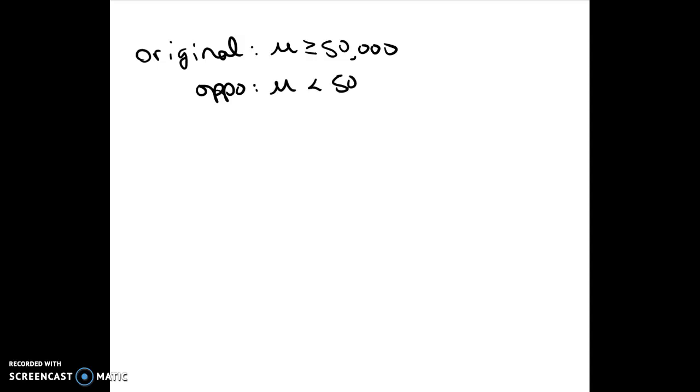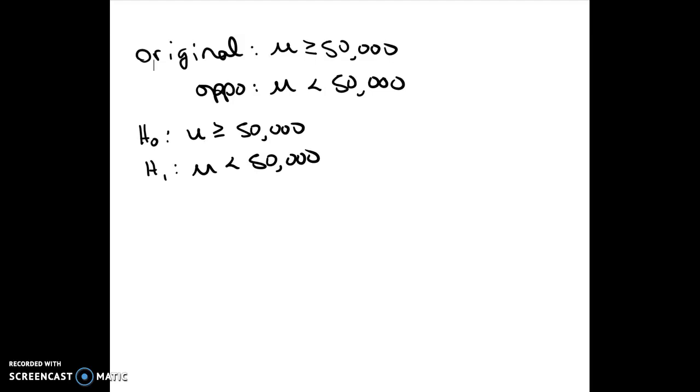Okay, so we have an original claim of mu being at least 50,000. So the opposite of that is going to be mu is less than 50,000. From that, we can get H sub 0, which always has the equal sign. So mu is greater than or equal to 50,000. And H sub 1 never has the equal sign, so that'll be less than 50,000. So H sub 0 is mu is greater than or equal to 50,000. H sub 1 is mu is less than 50,000.